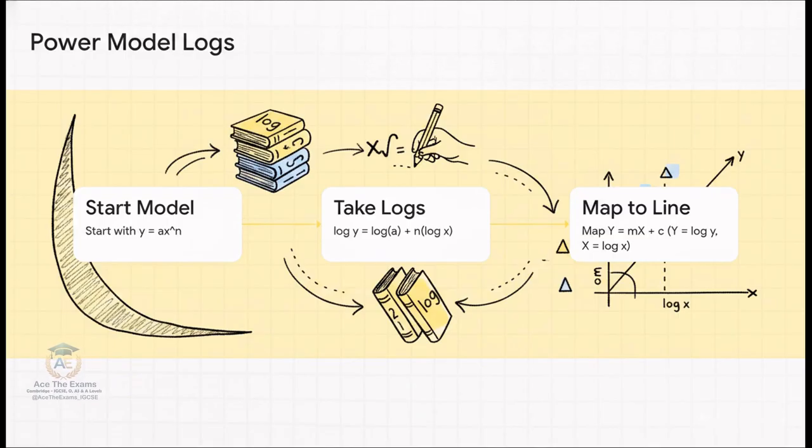Step 1, start with your power equation, y equals ax to the power of n. Step 2, take the logarithm of both sides. Using your log laws, this expands to log y equals log a plus n times log x. Step 3, map this expanded equation directly onto our foundational blueprint, big Y equals m times big X plus c. Your vertical axis, your big Y, becomes log y. Your horizontal axis, your big X, becomes log x. That makes your gradient m equal to the unknown power n, and your y-intercept c equal to log a. It's an absolute game changer.